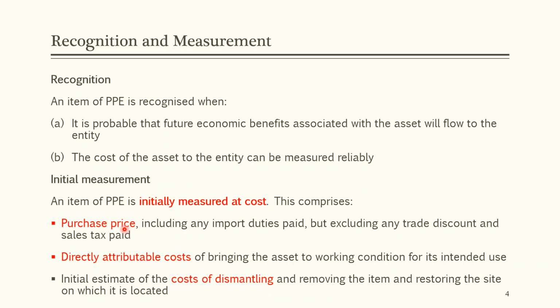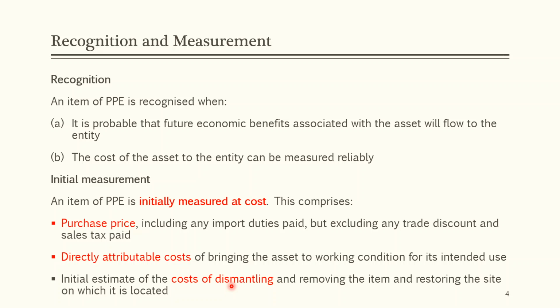This cost comprises these three things. This cost includes purchase price and directly attributable cost, the directly attributable cost of bringing the asset to working condition for its intended use. For example, the cost of site preparation, cost of initial delivery, cost of initial handling, or professional fees. Those costs of bringing the asset to working condition for its intended use we identify as directly attributable cost.